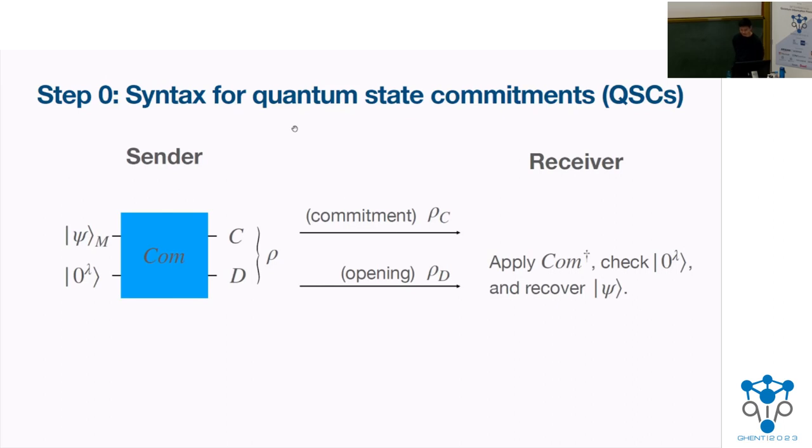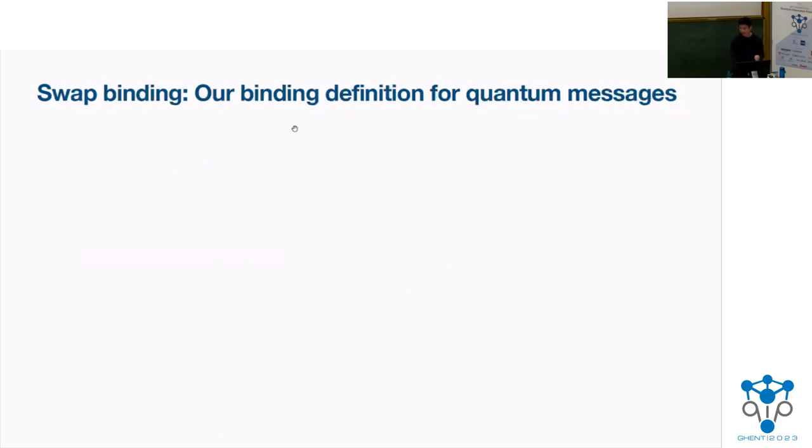Okay, so what does the receiver do? The receiver just applies Com dagger and checks that the last lambda qubits are zero. If they're zero, that means the check passes, and they can recover psi on the remaining registers. And in fact, any quantum state commitment can be written in this form by taking the unitary that a sender applies in the commitment phase and the unitary that they apply in the opening phase and putting them into one. Okay, so here's the syntax for QSC. How do we define binding?